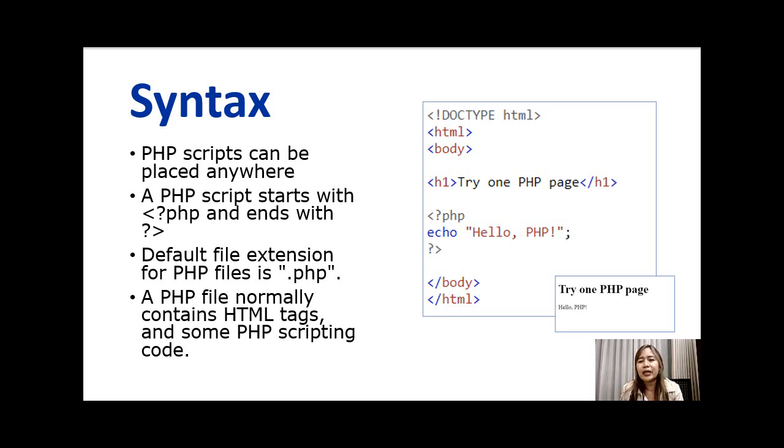So PHP scripts can be placed anywhere. As already mentioned in the previous slide, a script starts with the angle bracket question mark PHP and ends with the question mark angle bracket sign. I also mentioned that the extension for your PHP file is .php, and normally it contains HTML tags and some PHP scripting code. So I have another example here.